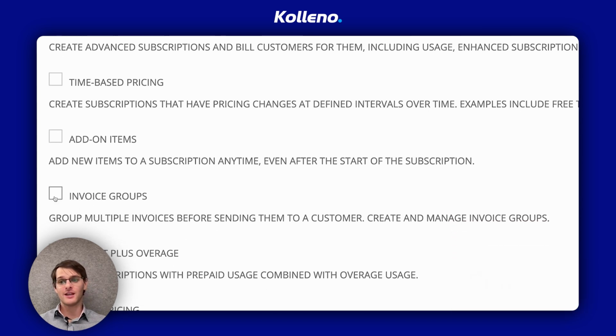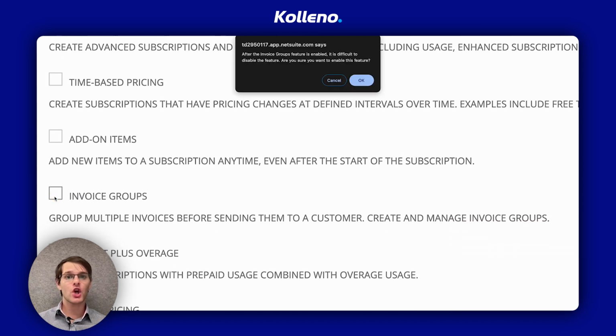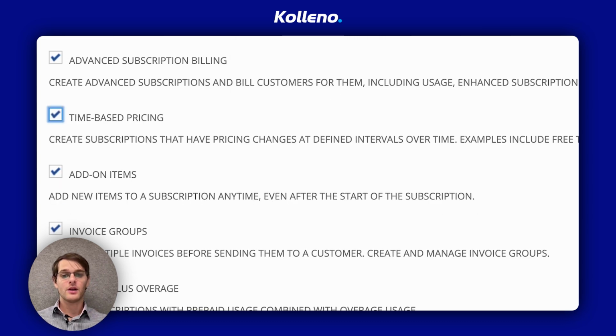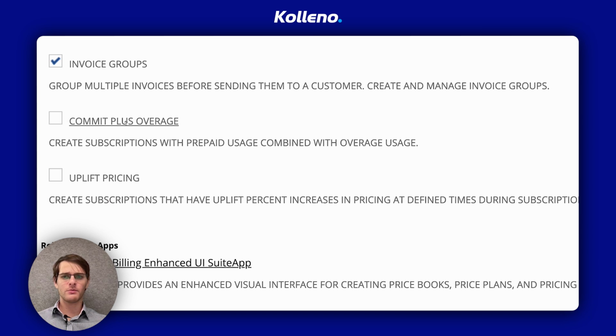You will then have the box Invoice groups here, which allows you to group multiple invoices before sending them to customers. It says that it's hard to disable it later on if I enable it, but I'll still do it. And here you also have that one, Commit plus overage. It charges prepayment for contracted minimum usage at a negotiated rate.